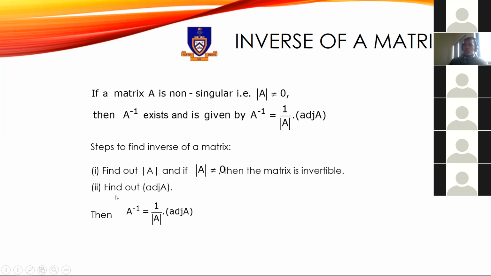And also we need to find out the adjoint of a matrix. Those are the two calculations that we have. And then we will multiply 1 over the determinant times the adjoint of that matrix, and then we will get our answer.